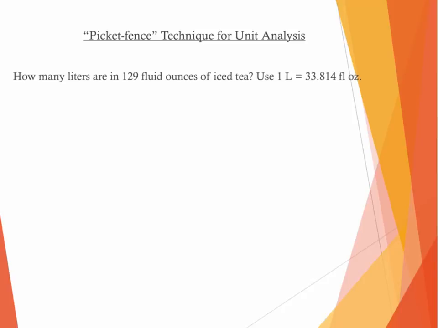So there's a couple different ways of rewriting units. One is the picket fence technique, and this is how I like to do it. I think it's pretty self-explanatory. So I want to find out how many liters are in 129 fluid ounces of iced tea. And we're given this helpful fact that 1 liter is equal to 33.814 fluid ounces.